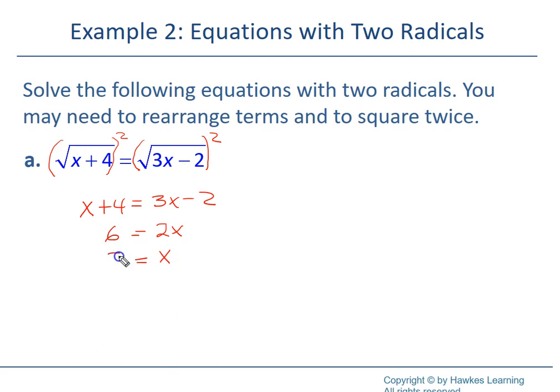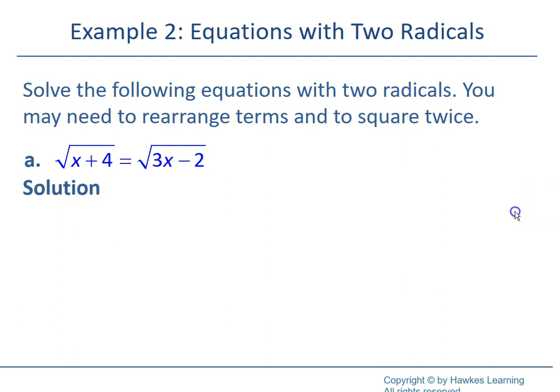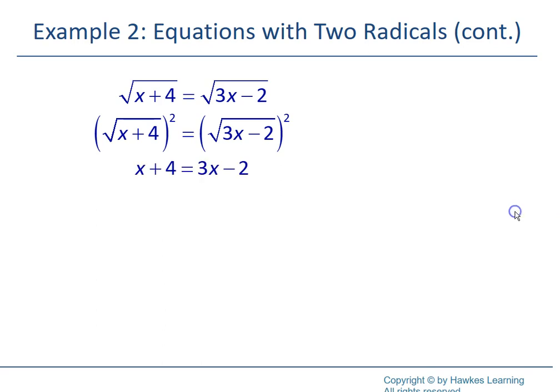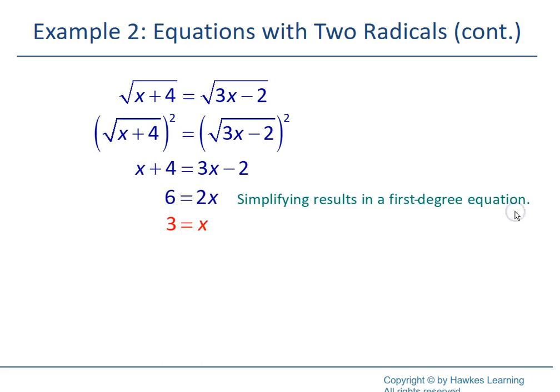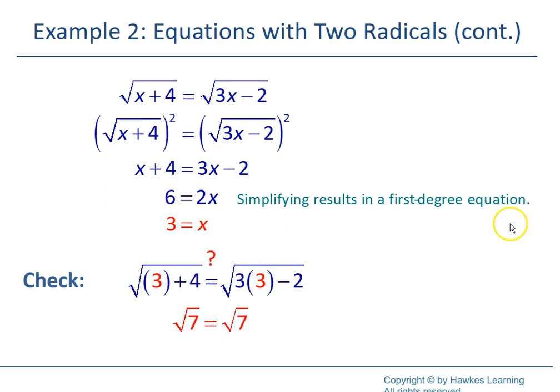X equals 3. Now if we put a 3 in there. Let's see if this in fact would be a solution, because you really need to check these. X equals 3. And it checks. The square root of 7 equals the square root of 7. So 3 is an answer here.